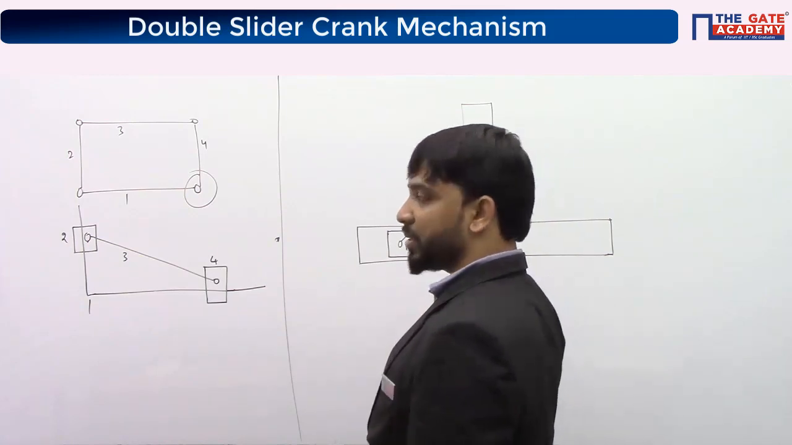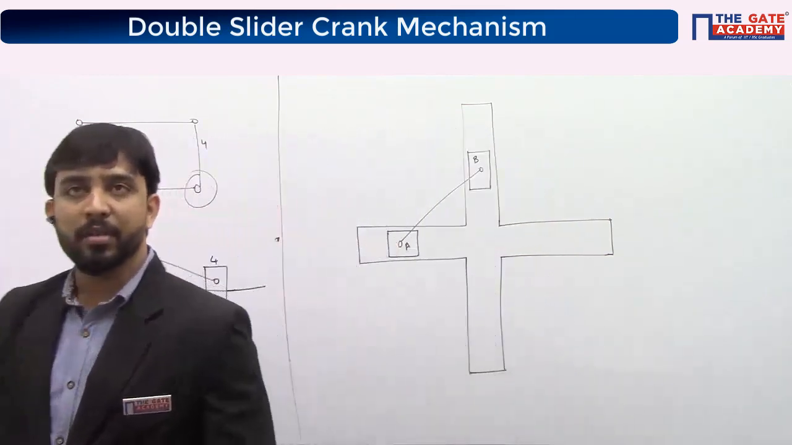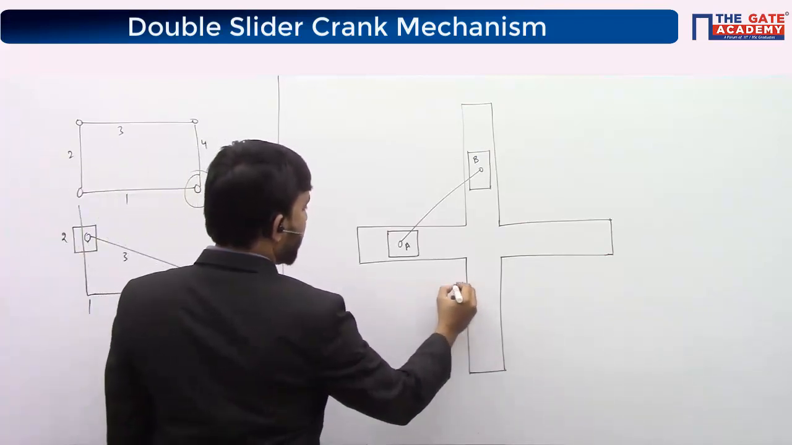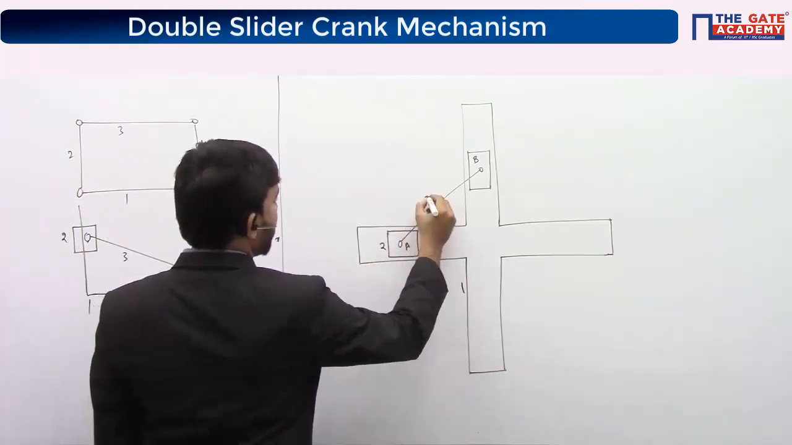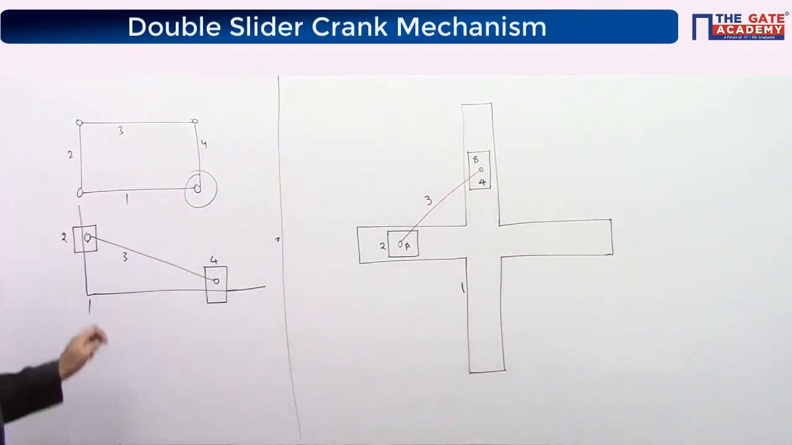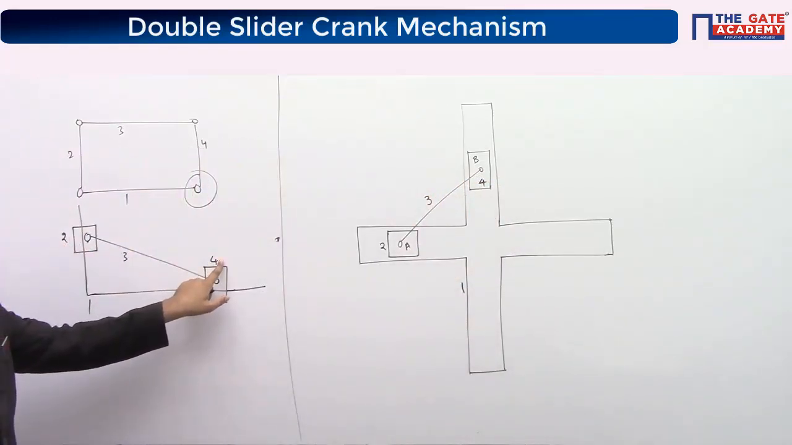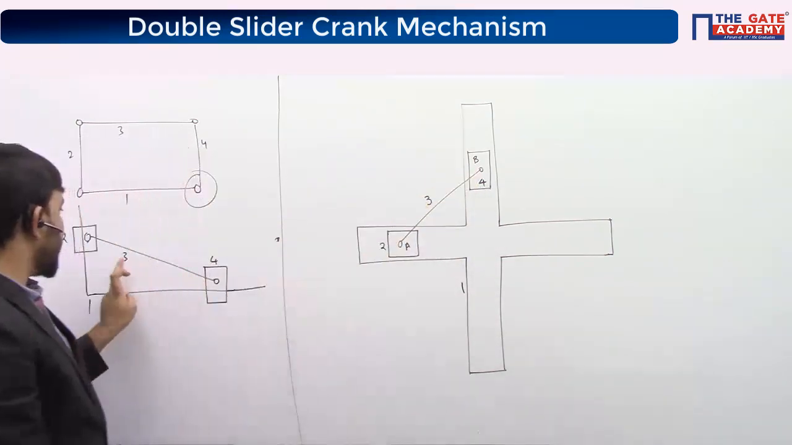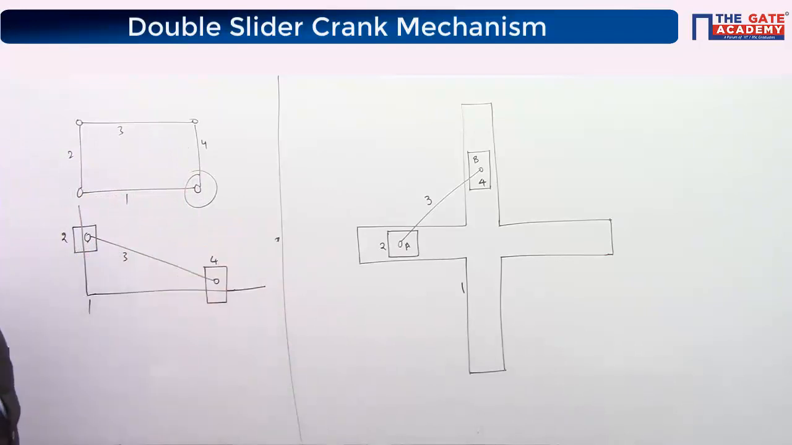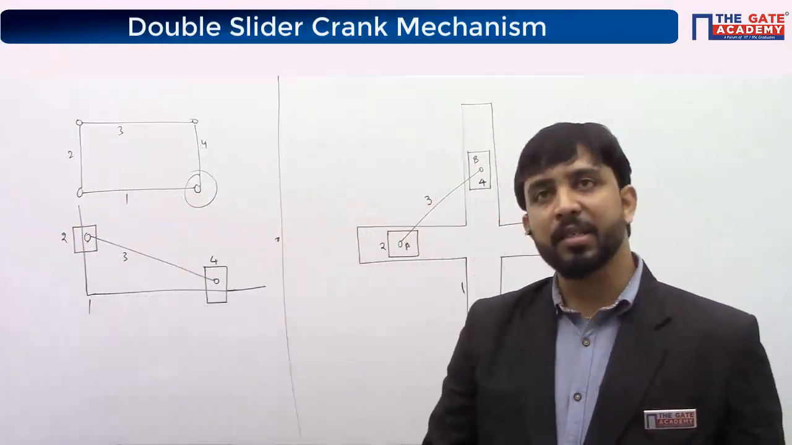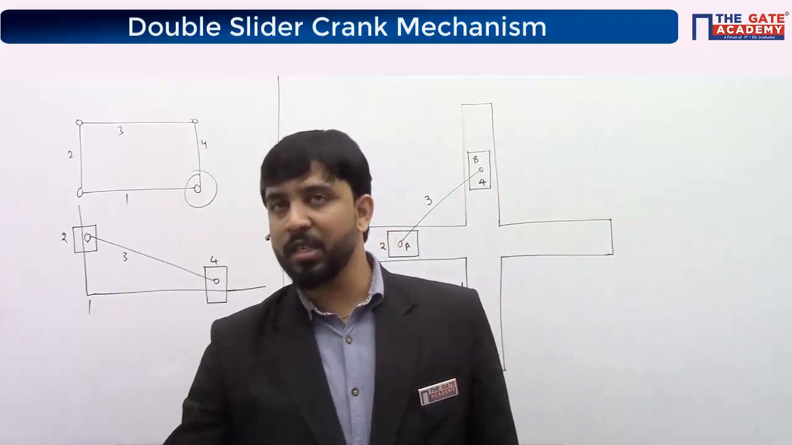I'm calling this link AB. Basically the guide is link number 1. The slider I am calling link number 2. This is 3 and this is link number 4. So link number 2 is one slider, and link number 4 is the other slider. And 3 is the link which is connecting both the sliders, and 1 is the guide. So everything is kinematically the same. We just change the shape, okay?